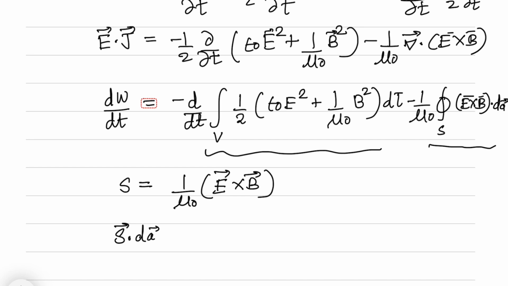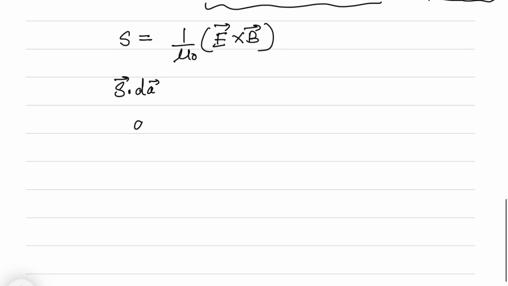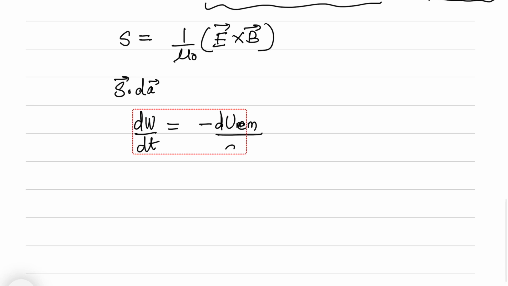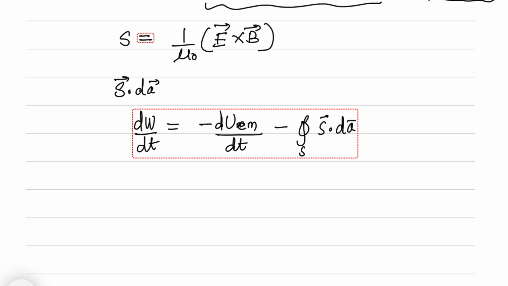We can write the Poynting theorem more compactly like this. dW upon dt is equal to minus d of the energy stored in the electromagnetic wave, minus the surface integral over S dot dA. So this is the compact form of the Poynting theorem.